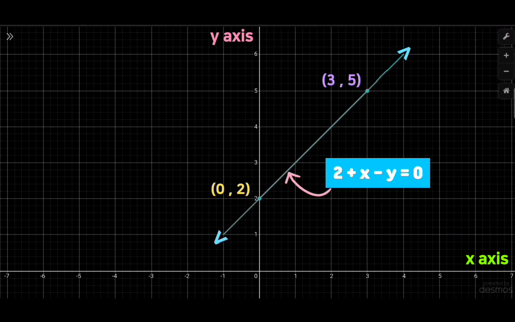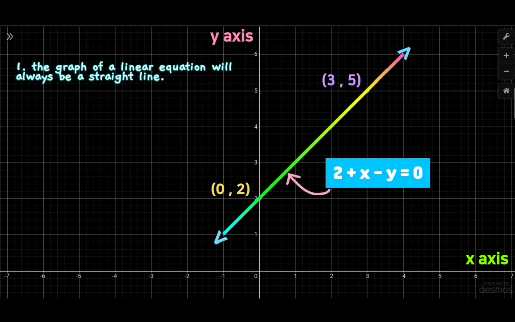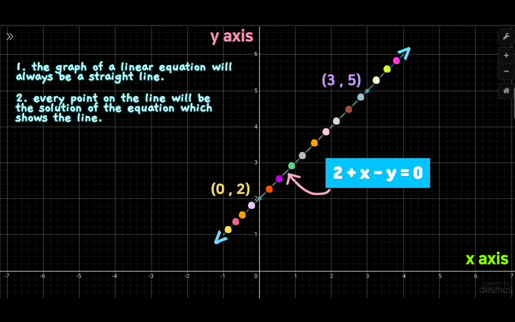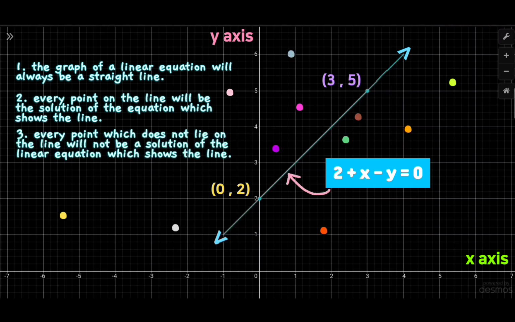Now you know how to plot the graph of a linear equation in 2 variables. And apart from that, there are 3 main takeaways from this video. First, the graph of a linear equation will always be a straight line. Second, every point on the line will be a solution of the equation which shows the line. And third, every point which does not lie on the line will not be a solution of the linear equation which shows the line.